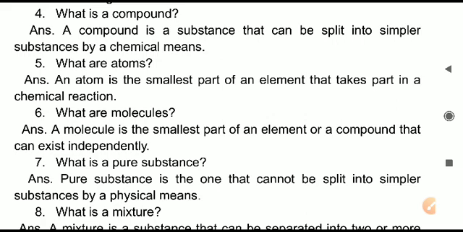Question 5 now. What are atoms? An atom is the smallest part of an element that takes part in a chemical reaction. In each and every chemical reaction, the smallest part of any element is always an atom. Atoms participate in a chemical reaction to form different molecules. That is the next question also. What are molecules? Question number 6.